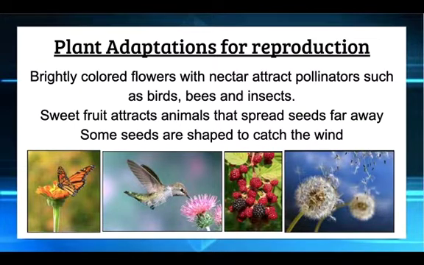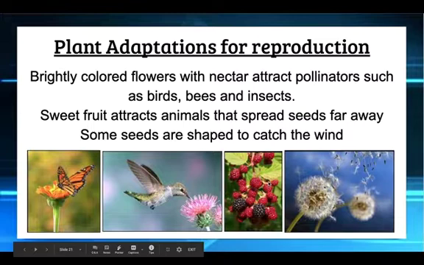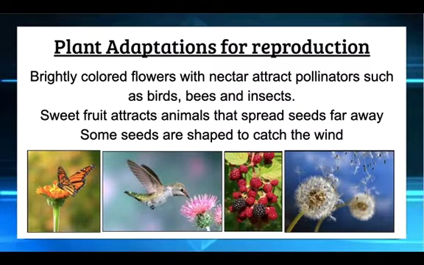Butterflies and birds are going to come in, pick up some of that pollen as they're trying to get the nectar for food, and then they'll carry off that pollen to other areas, making it so that the plant can reproduce. Other examples are that sweet fruit attracts animals that spread seeds far away. So the middle-ish picture are some berries. When an animal like a bear or even a human comes in and eats those, they can drop the seeds along the way and spreading those seeds so that that fruit-bearing tree can regrow once again.